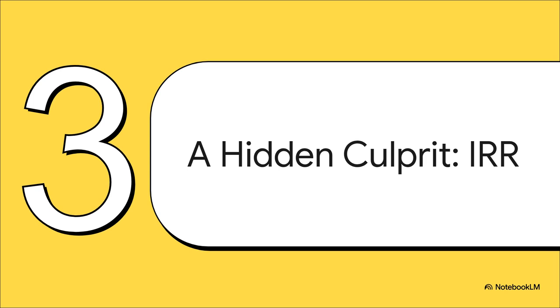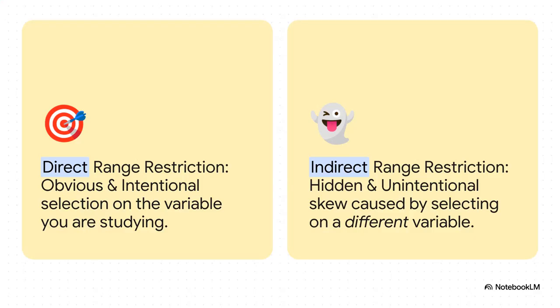It's a really sneaky phenomenon called indirect range restriction, or IRR for short. Now, to really get our culprit, you need to know it has two forms. First, there's direct range restriction. That one's obvious. It's like a farmer who intentionally picks only the biggest apples to study. But the one we're after, indirect range restriction, is way sneakier. It's unintentional. It's like that same farmer picks only the sweetest apples, but in doing that, he accidentally ends up with a group that's mostly red, which totally messes up any later study on apple color.